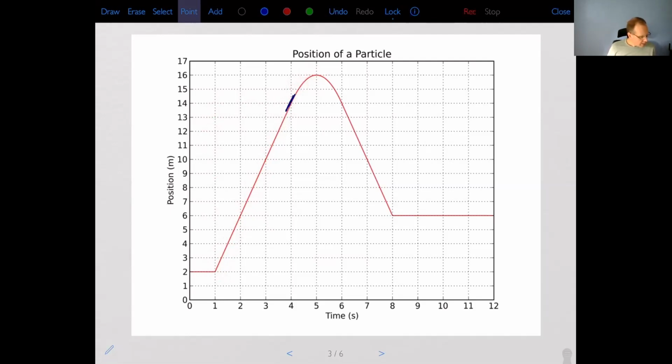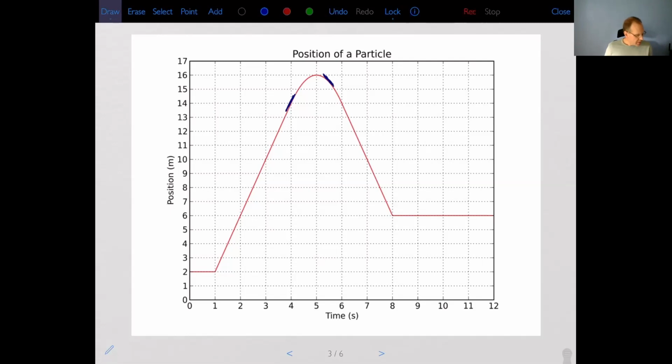Okay, what direction is the particle moving at 5.5 seconds? So I go to 5.5, go up to the graph, draw a tangent line. So something like this. And because the slope is negative, it means the velocity is negative. Therefore, it's moving backwards or in a negative direction.